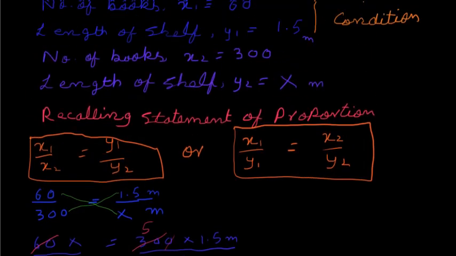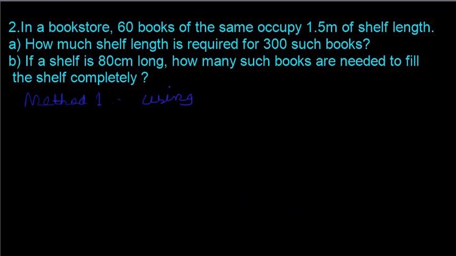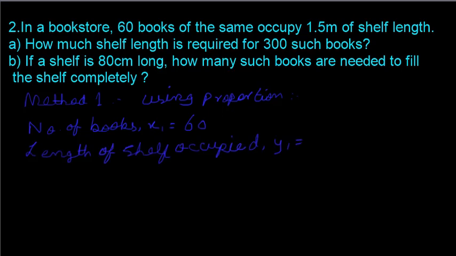Now the second part, method 1, using proportion. Taking the complete situation for this part as well, number of books x sub 1 is equal to 60, and length of shelf occupied y sub 1 is 1.5 meter. Using this condition we can find out the rest of whatever is required, either the number of books or the space, when we are given the other.